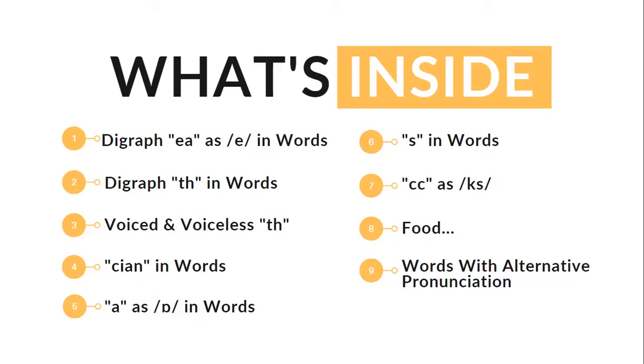Then A as O in words. There are times that the A would give O in words. Do you know when? I'll show you in this part of the course. The letter S and the different sounds it would give in some words, especially the words that people tend to mispronounce. Then C and C together, double C or CC as X in words.